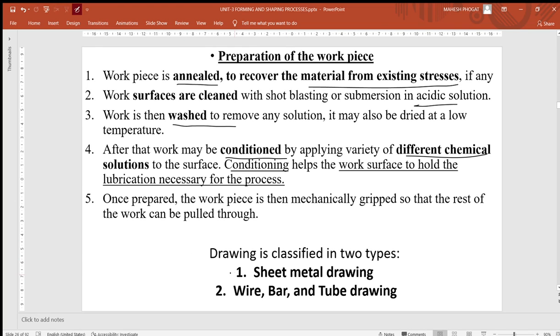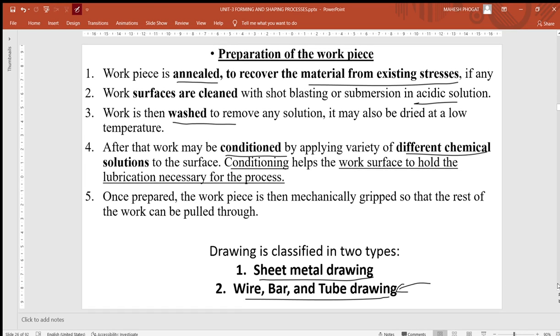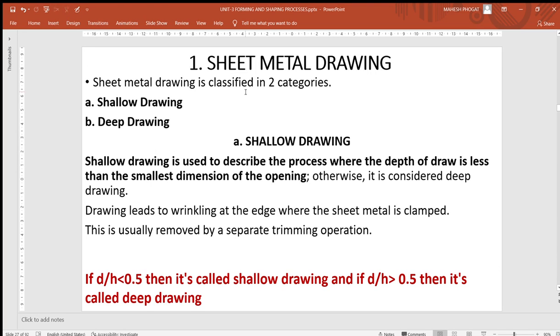Drawing is classified into two major categories. First is sheet metal drawing, and second is bar, wire or tube drawing. These three are different types of drawing, but they are put in one category because they are different as compared to sheet metal drawing. Let us see one by one what this means.